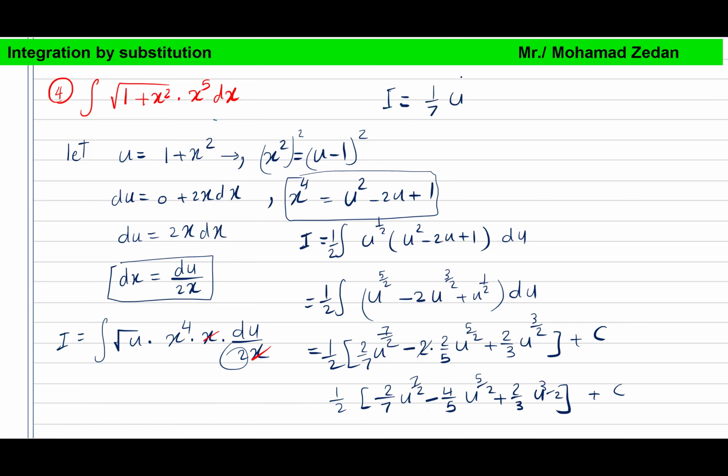minus half times 4/5, which is 2/5, u power 5 halves, plus half times 2/3, which is 1/3, u power 3 halves plus c. And finally, instead of u, you can simply write 1 plus x squared instead of each u.